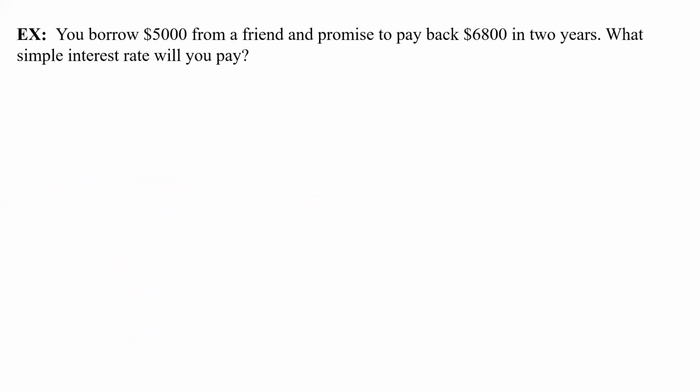All right. So let's say we want to borrow 5,000 from a friend and promise to pay back $6,800 in 2 years. What simple interest will you pay? All right, so we're going to go back into A equals P times 1 plus RT. Well, our future value is $6,800. Our present value is 5,000. 1 plus our rate. Well, guess what? That's what we're looking for. What simple interest rate we're going to pay. And the time is 2 years. Okay, so times 2. So we need to solve for R. So we have to do some algebra.